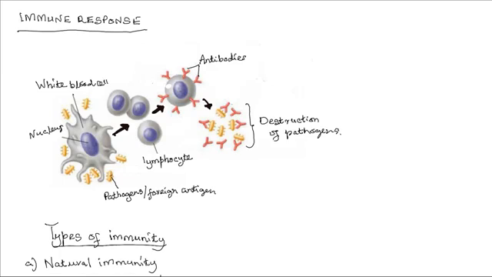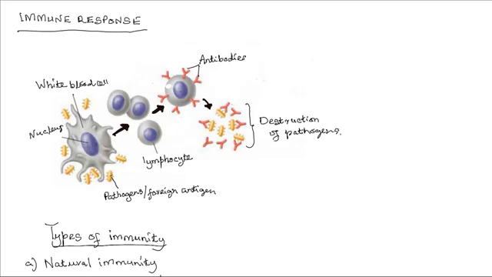An antibody has a chemical composition which is complementary to the antigen against which it reacts. So each antibody is produced to specifically react with or combine with a particular antigen. So this illustration here shows what happens in an immune response.